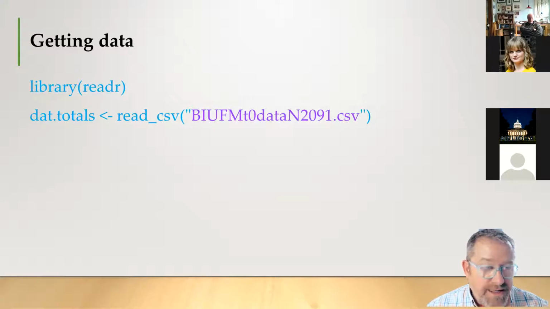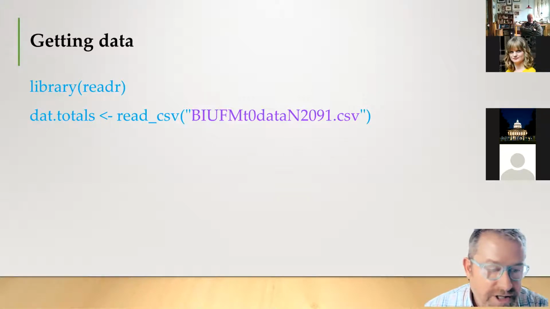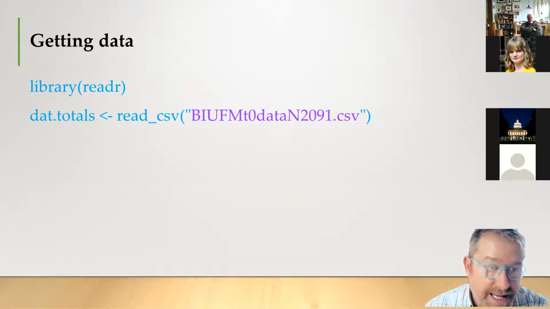And so to get the data in, I took the variables that were ready to be analyzed from SPSS, saved them as a CSV file, and then used the readr package and this read CSV command and had it pull in the data. When SPSS saves the CSV, it anticipates that the first row of data are the variable names.